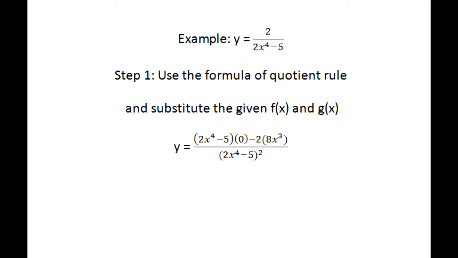So, mag-multiply na tayo. 2x raised to 4 minus 5 multiplied by 0 is 0. Any number multiplied by 0 is 0. So, meron tayong naiwan na negative 2 multiplied by 8x cubed. Pag-multiply muna natin yung 2 sa 8x cubed. We have 16x cubed. Pero may naiwan pang negative sign. So, negative 16x cubed over 2x raised to 4 minus 5 squared. Depende sa teacher nyo, pwedeng ito na yung sagot or baka gusto niya i-simplify nyo pa yung ilalim.